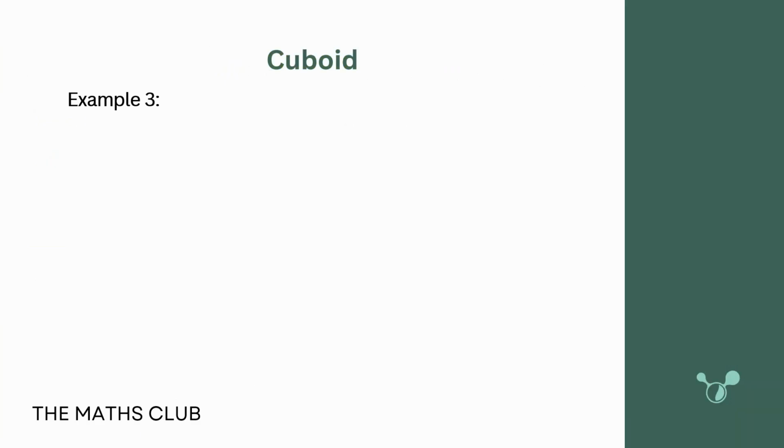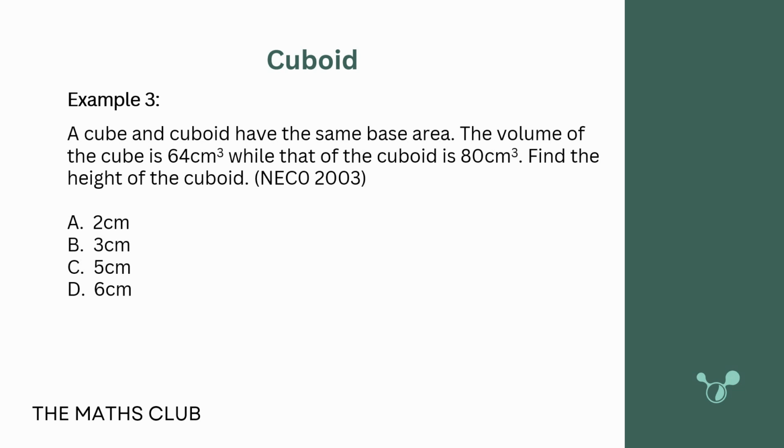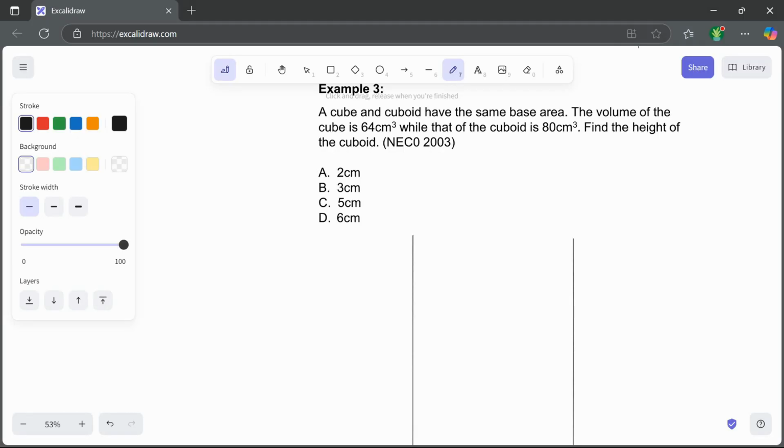Great. Example 3 says that a cube and a cuboid have the same base area. The volume of the cube is 64 centimeter cube, while that of the cuboid is 80 centimeter cube. Find the height of the cube. This is from NECO 2003. As always, I assume that you've already paused the video. So we have a cube and a cuboid. The base area of a cube, so let me just say cube and cuboid.